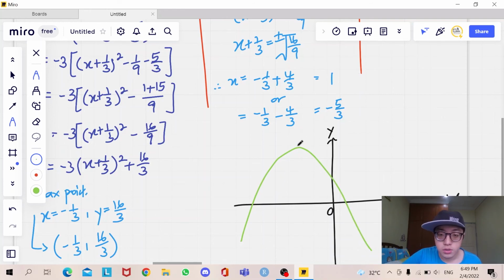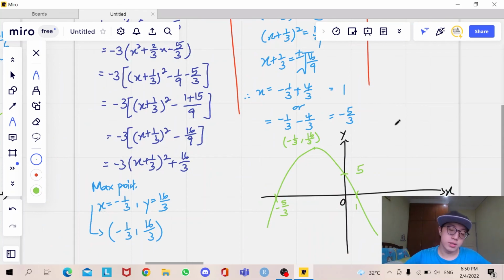All right, so with this, you can say that this turning point is negative 1 divided by 3, 16 divided by 3, and then this x value is negative 5 divided by 3, and this x value is 1, and then this y value is 5. All right, it doesn't matter that the distance is a bit weird, as it makes sense. Like 16 divided by 3 is larger than 5, therefore it's higher than 5. So these are the requirements for sketching a quadratic graph.